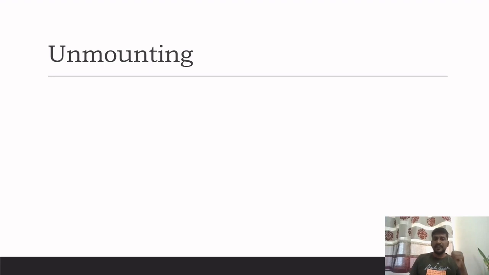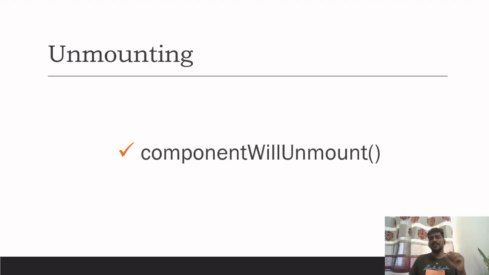In the last phase, that is the unmounting phase, we have only one method, that is componentWillUnmount. This method is getting called when our component is supposed to be destroyed or removed from the DOM. At that phase, this method is getting called. So we'll see one by one all these methods, how this works, and what we can do there.